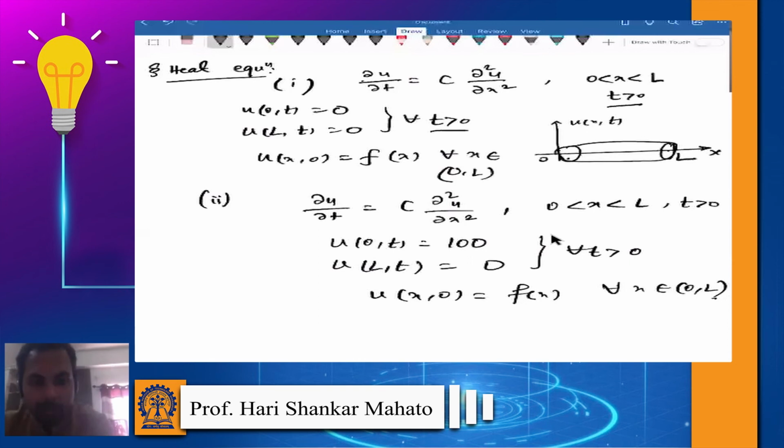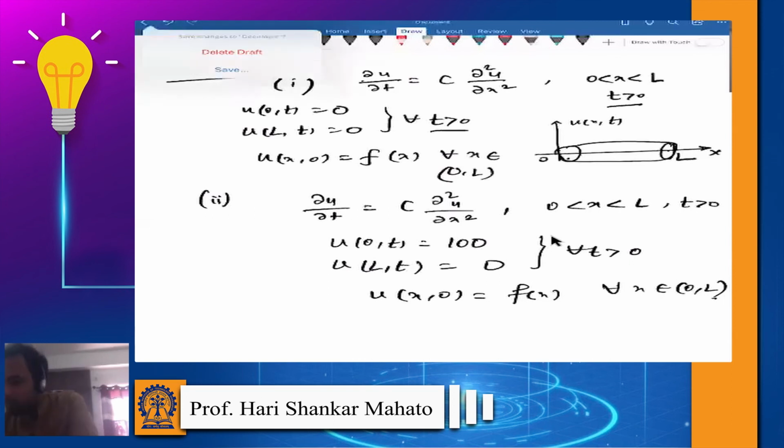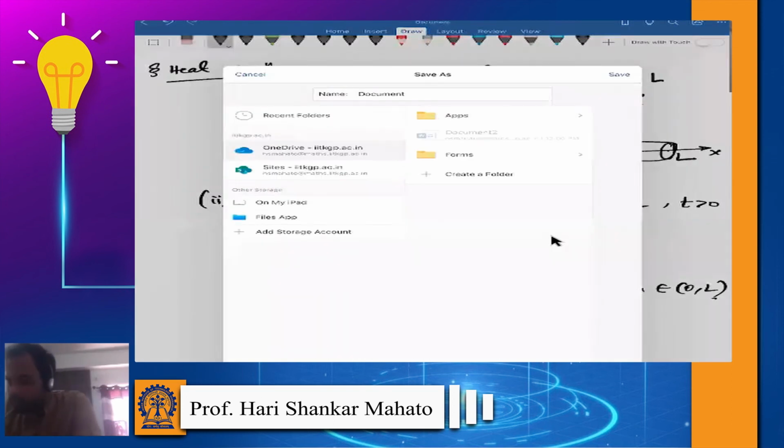For the elliptic equation also, let me have a look at my notes. I will tell you what kind of condition you can prescribe on an elliptic equation also. The Laplace equation is basically an elliptic equation. Let me start a new page.